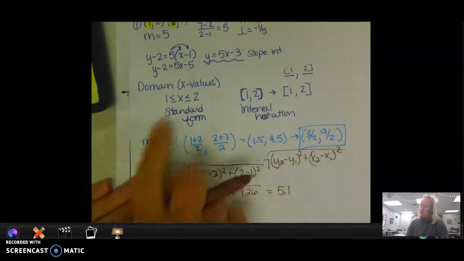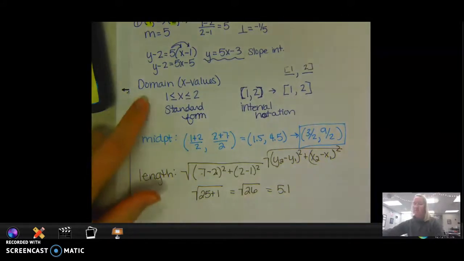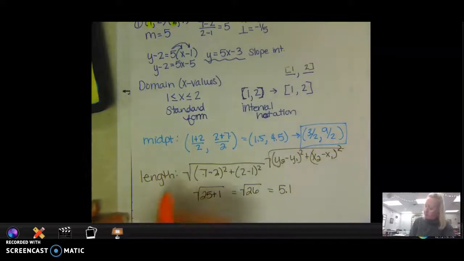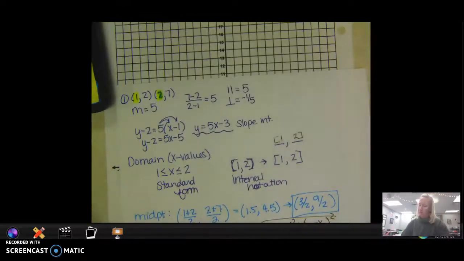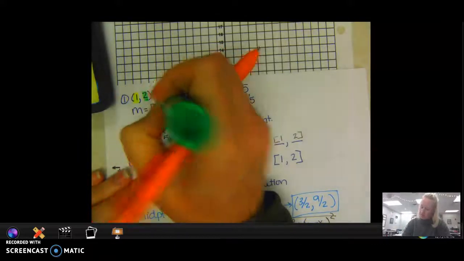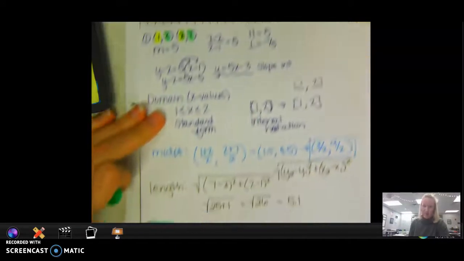The other thing is we talked about domain, but then there's also range. Range is my y values. So it starts at 2 for y. So I'm going back up here and I'm looking at my y values. So here's my range. Okay.